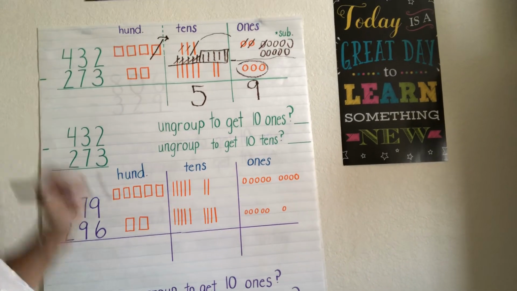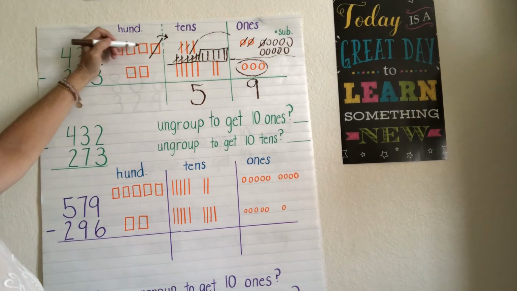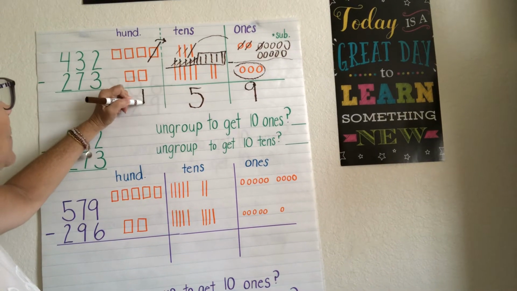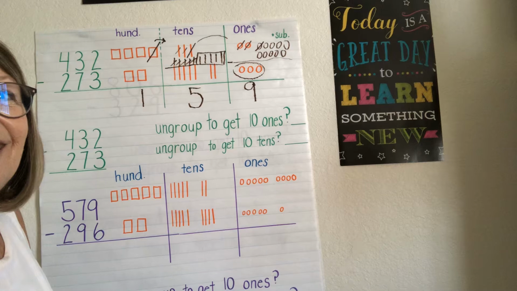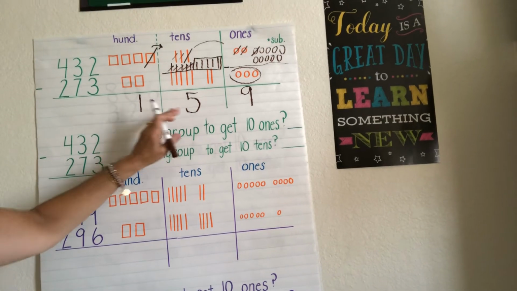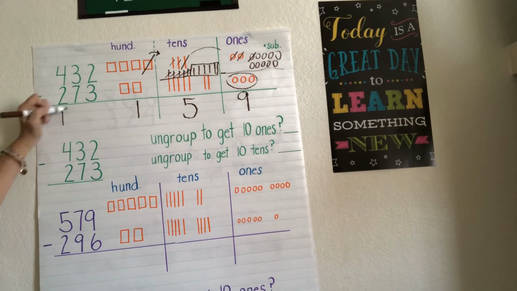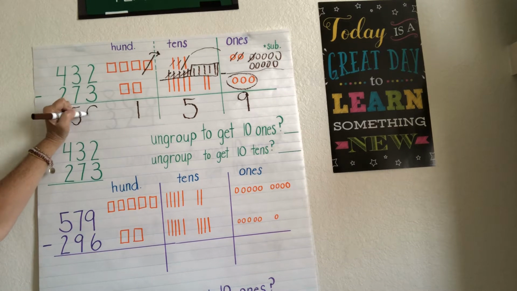Now I'm going to take away my hundreds. 3 hundreds take away 2 hundreds is 100. So this answer is 159. And I'm going to put that right over here.